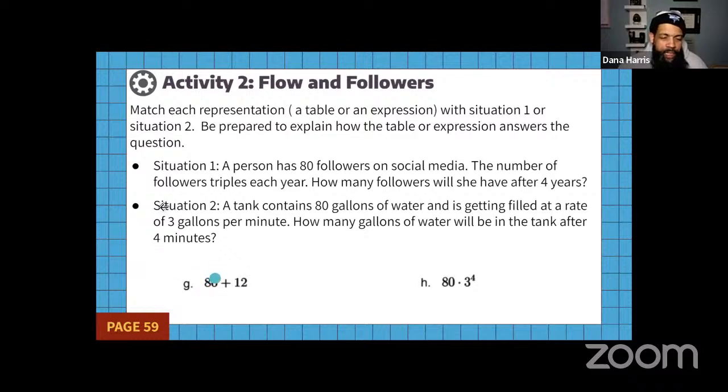G, 80 plus 12. Now remember, in situation D, we had 80 plus 4 times 3. So 4 times 3, you already know is 12. So we're going to say situation 2, all right? And then in situation H, we have 80 times 3 to the 4th power. Well, notice in A, we had 80 times 3 times 3 times 3 times 3. And in situation F, we had 80 times 81. Well, guess what? 3 to the 4th power is 81. So you can tell by that information that this goes with situation number 1.